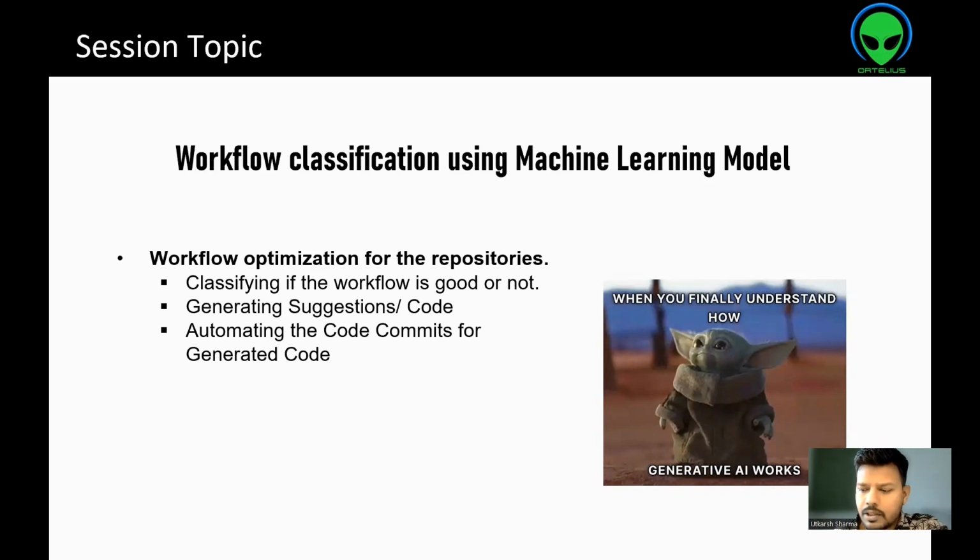Here I have divided this problem into 3 parts. First, we'll classify if this particular workflow is good or bad. Secondly, once we have classified if our workflow is good or bad, we are going to generate suggestions for the repositories, or even we can generate the code itself using generative AI. The next step would be to automate the code commits in the similar way as it is done today by Dependabot. So we also have to do that.